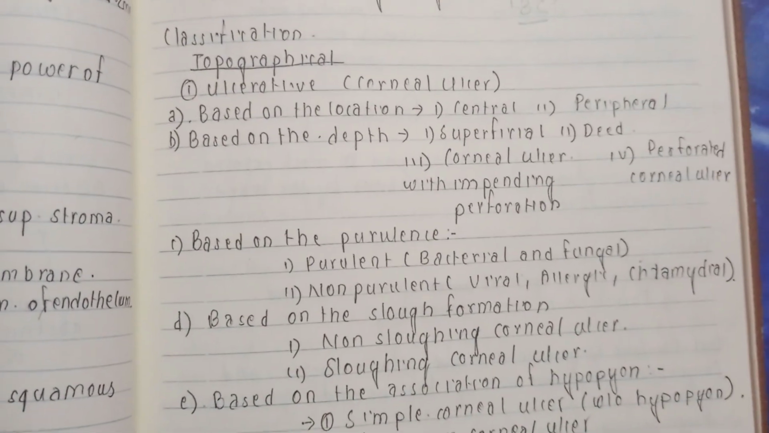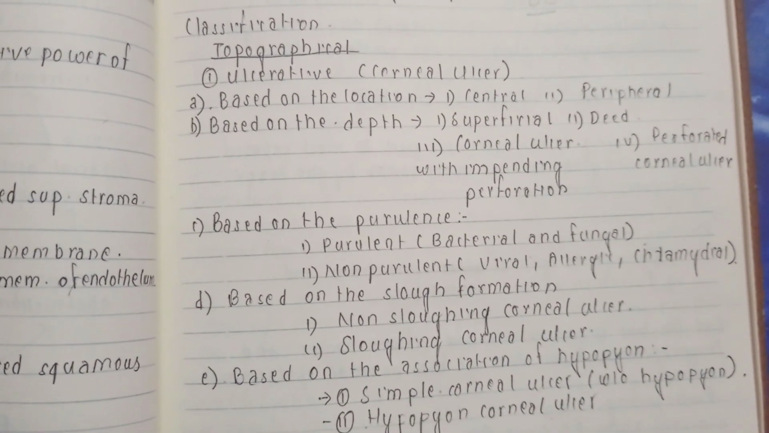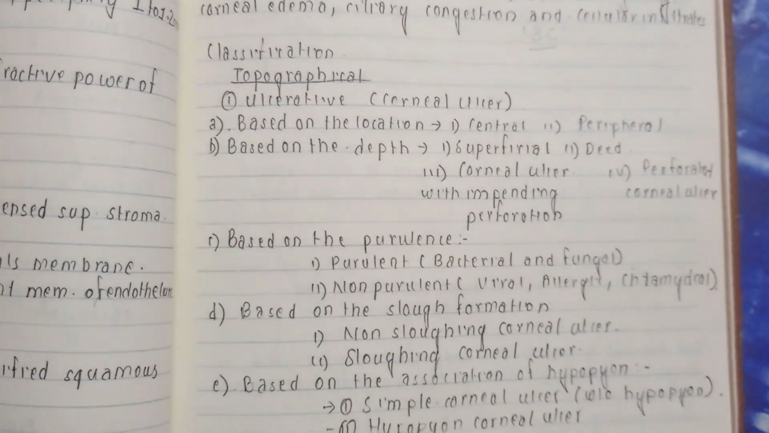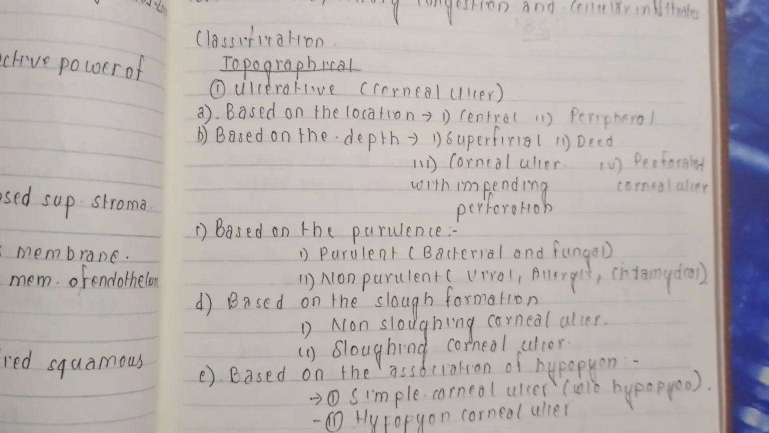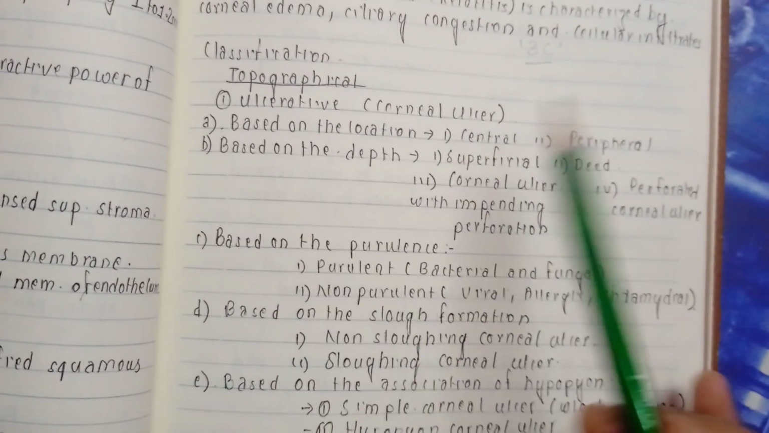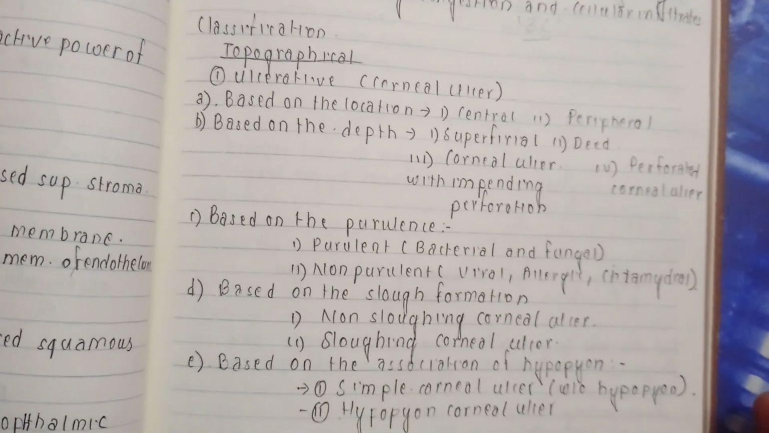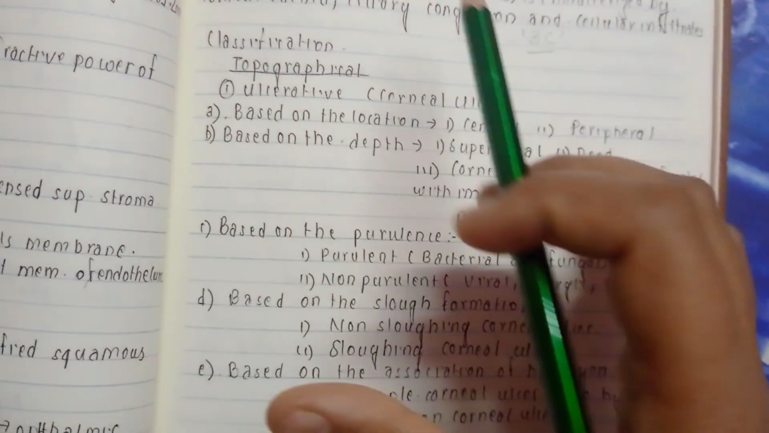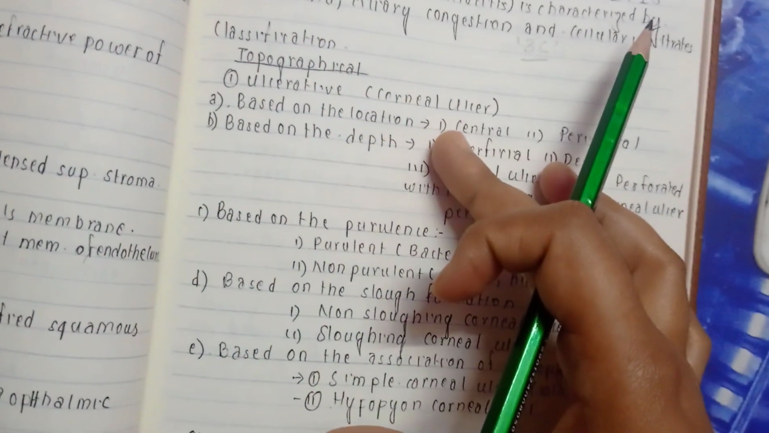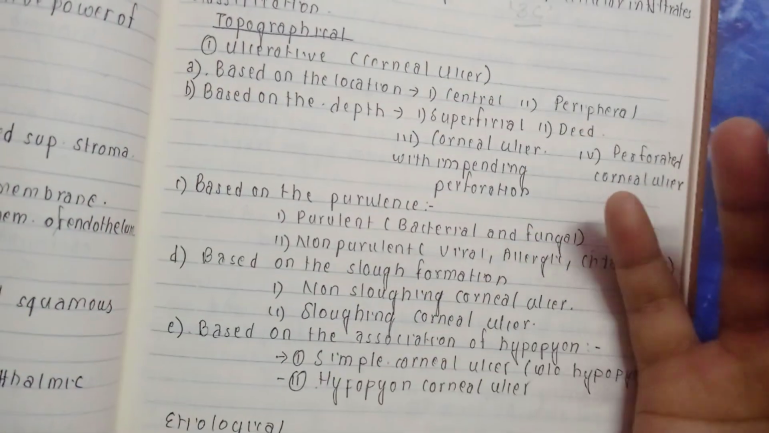After that, we can classify corneal inflammation or keratitis on various bases. First is the topographical basis, and secondly the etiological basis. On the topographical basis, we can again classify it into ulcerative keratitis and non-ulcerative keratitis. I have only written here the classification of ulcerative keratitis. We'll discuss non-ulcerative keratitis in the next part.